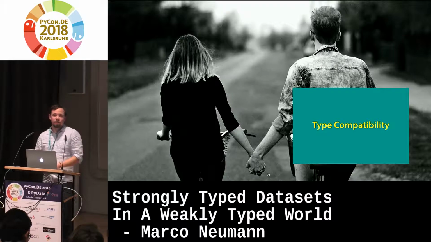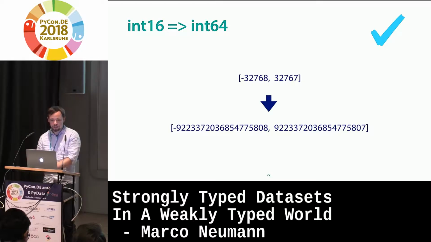Now, all of this sometimes seems to be fine, and sometimes it leads to problems. I want to show you some examples where I think this is fine, and some occurrences where this might lead to heavy issues. For example, let's take a very simple one: you have a 16-bit integer and you convert it to a 64-bit integer.